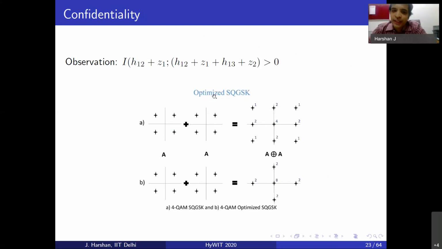The other way is to look at the constellation diagram and see that when you add up 4 points and 4 points, we don't really end up with 16 points of uniform distribution.